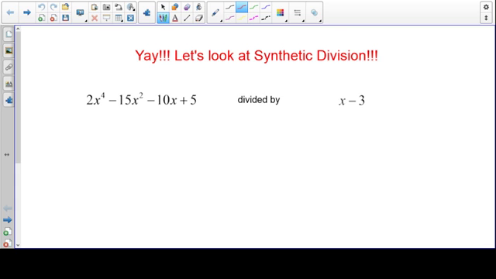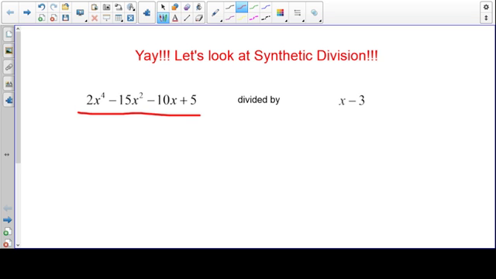So the first thing we want to look at is the way our first polynomial is written. We want to make sure it's in descending order. That means the biggest exponent all the way down to the smallest. So we have 2x to the fourth minus 15x squared minus 10x plus 5. So we're in descending order.